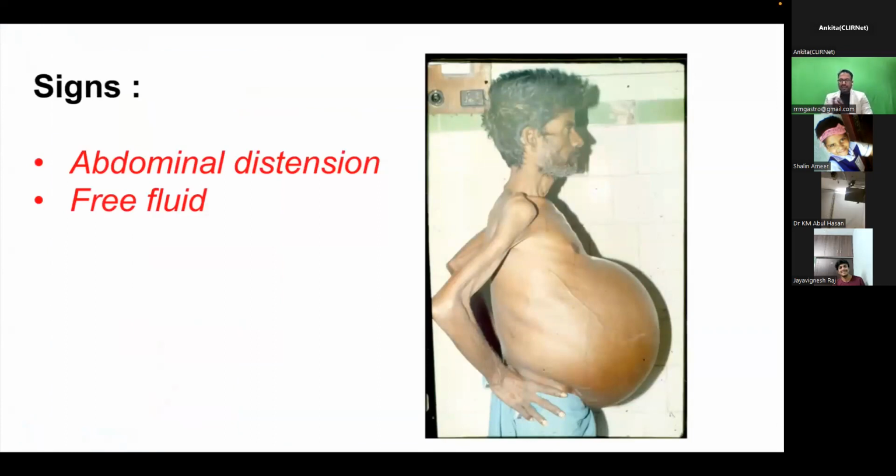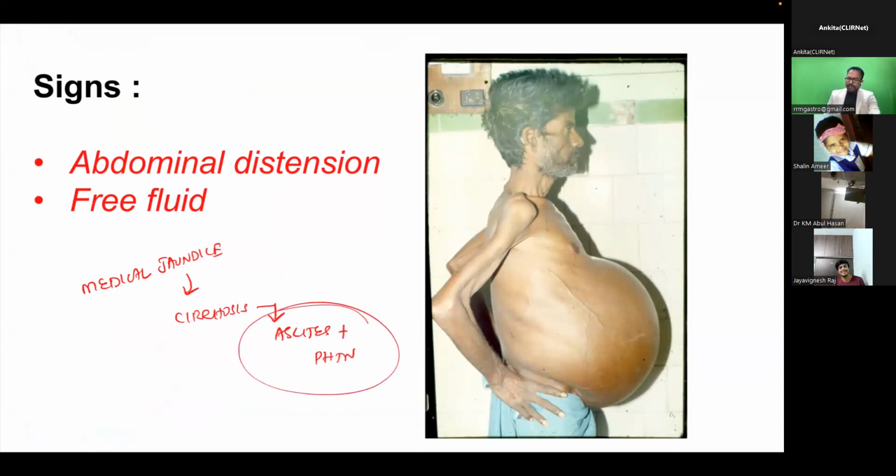So this is a medical jaundice. You should always see whether this can be a medical jaundice. If it is a medical jaundice, a very basic point you should not forget: medical jaundice patients will be due to cirrhosis. Cirrhosis is always associated with ascites and portal hypertension features. So a case of medical jaundice may be suspected on examination if a patient has ascites with features of portal hypertension. This you will be reading in medicine.